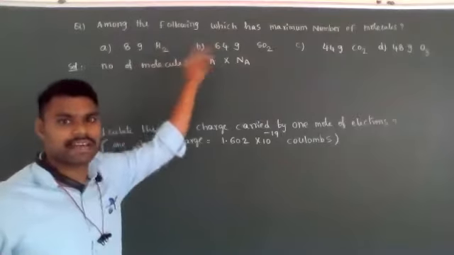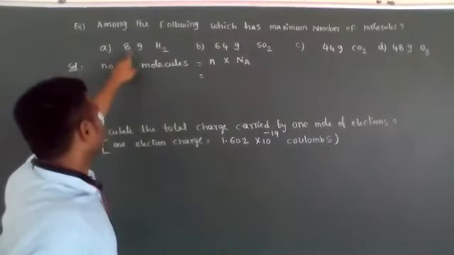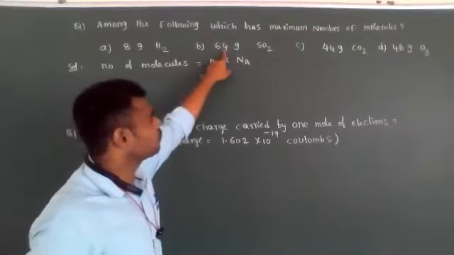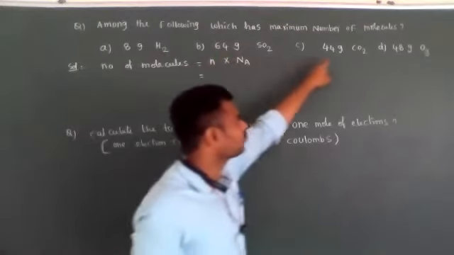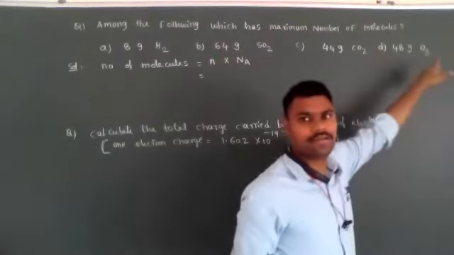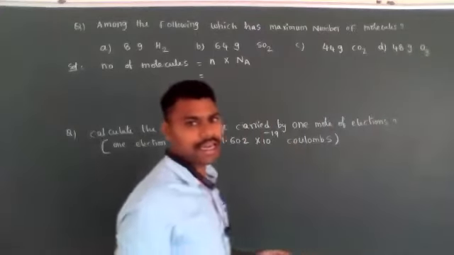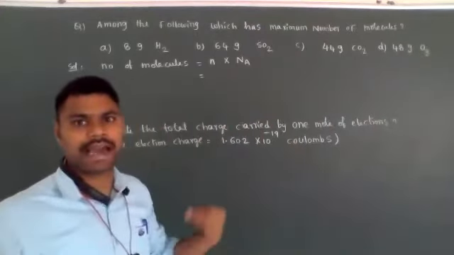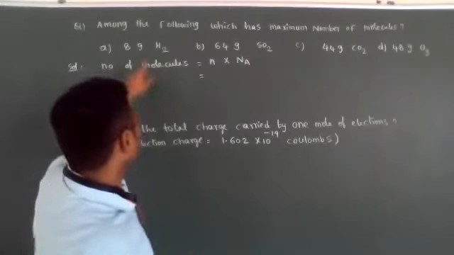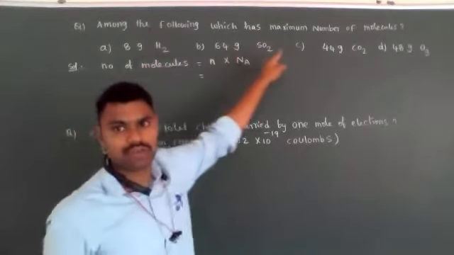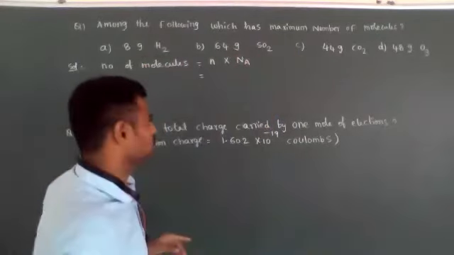Here all the weights are given: 8 grams of H2, 64 grams of SO2, 44 grams of CO2 and 48 grams of ozone O3. Out of that, which has the maximum number of molecules? Because H2 is a molecule, and SO2, CO2 all are molecules.